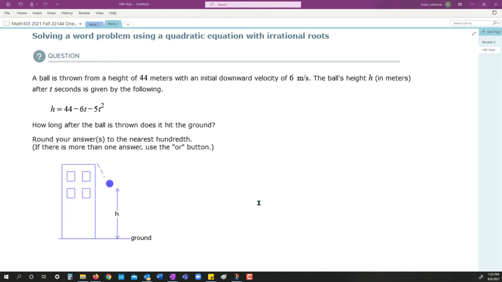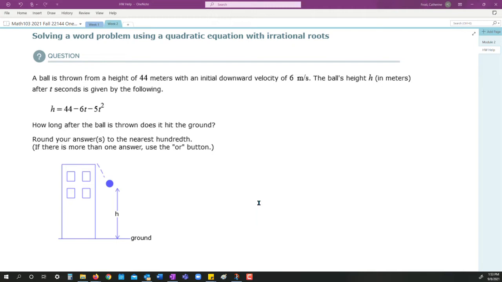This is solving a word problem using a quadratic equation with irrational roots. You may see it show up first in homework 1, but you could see it show up in later homeworks too. Quadratic equation means you're going to be seeing something squared. It also means that we're going to be able to use the quadratic formula if we want.